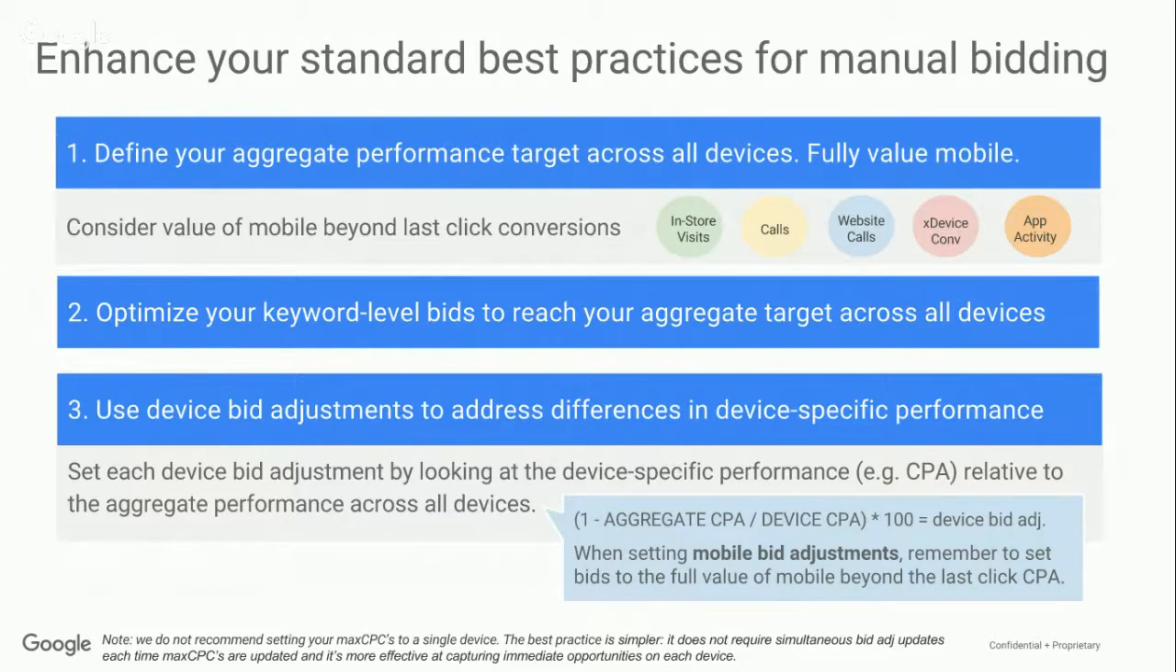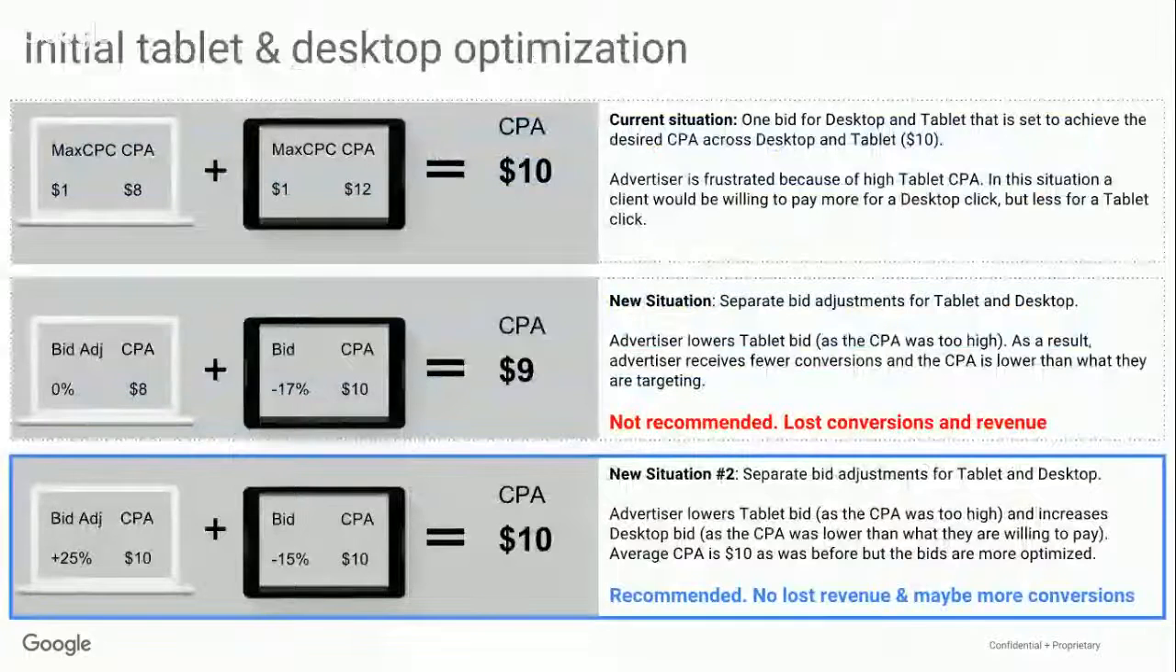Third, in setting your device bid adjustments, what we'd like you to consider is this formula. So by taking into consideration your aggregate CPA, meaning your campaign level CPA, against your device CPA, you're then able to have a scientific way of setting your device bids based on performance. The next slide should be able to show you what I mean by this.